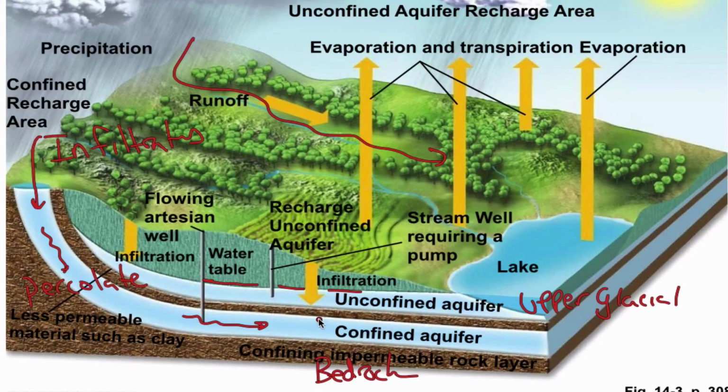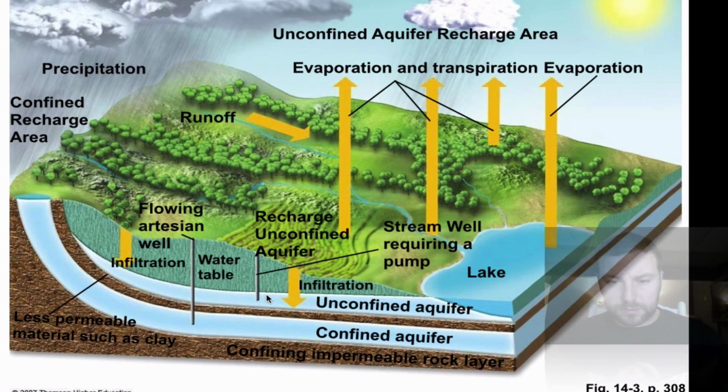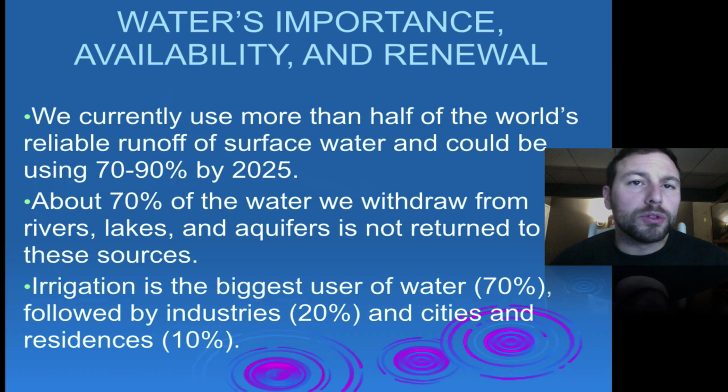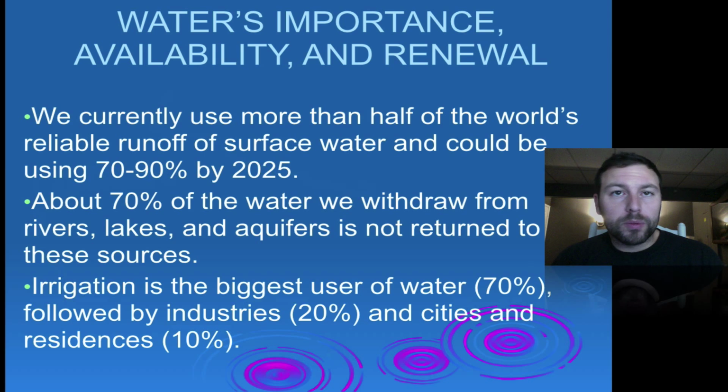Now this is all a game of sediments. Depending on your particle size and the types of sediments, it will either make up a confining unit or an unconfined aquifer, and it will dictate how that water flows. But these are just different parts of the water cycle we're seeing here playing into our groundwater. So we currently use more than half of the world's reliable runoff or surface water, and we're using a huge amount of it. About 70% of the water we withdraw from rivers, lakes, and aquifers is not returned to these sources, which is an issue.